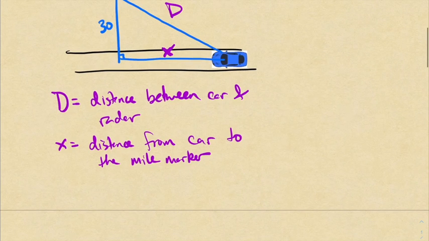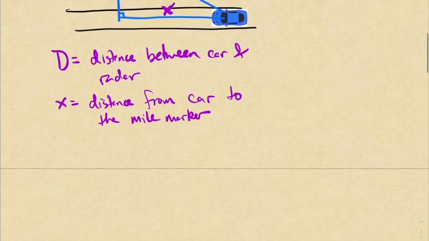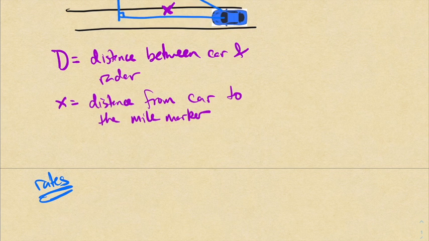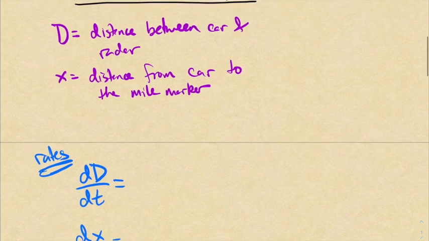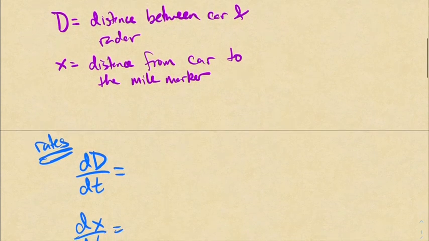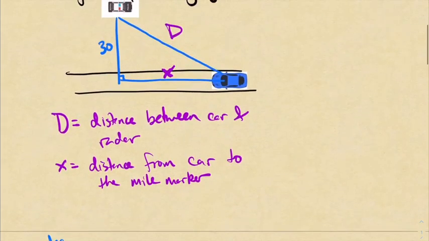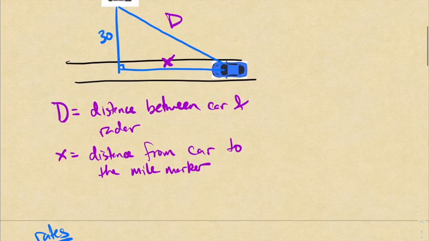But while we're here, everything is dependent on time. So let's think about our corresponding rates. If we talk about D, capital D, the distance between the car and the radar, we could talk about dD/dt, the rate at which that's changing, and we can also talk about dx/dt. So again, dD/dt is how the hypotenuse is shrinking, dx/dt is how this horizontal leg is shrinking.